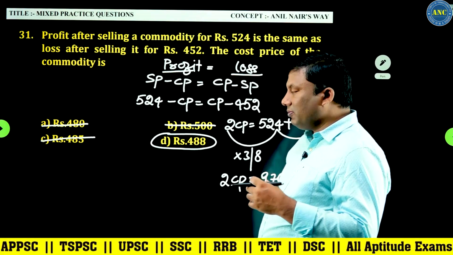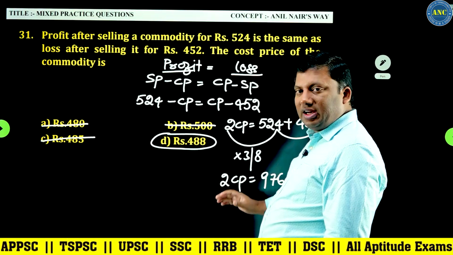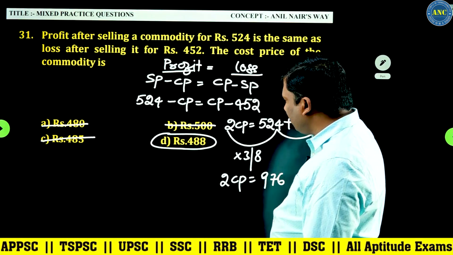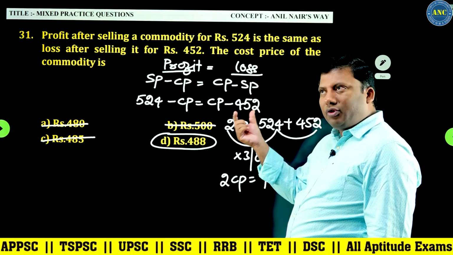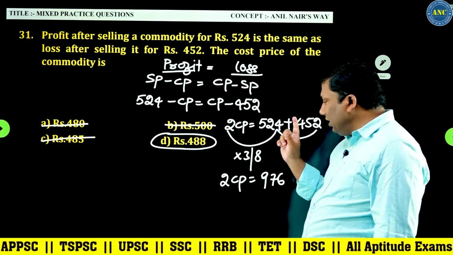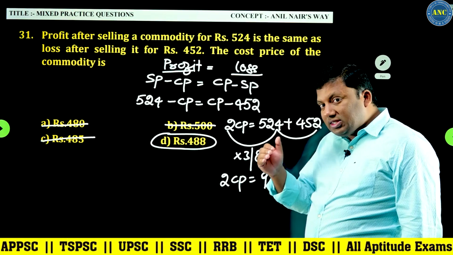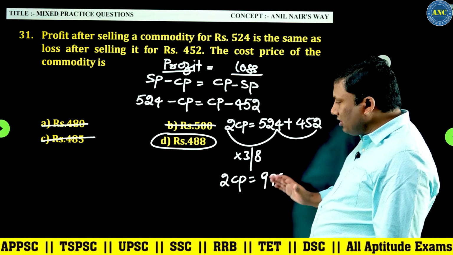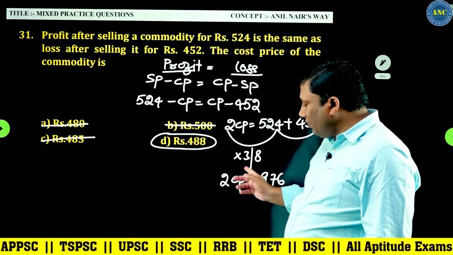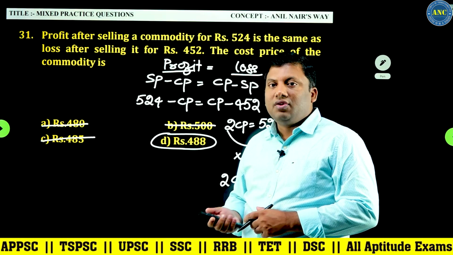Profit is selling price minus cost price. Loss is cost price minus selling price. Here I am selling at 524. Here I am selling at 452. 524 minus cost price is cost price minus 452. 2CP is 976. 2 is becoming 6. 2 3s are 6 or 2 8s are 6. The answer has to be a multiple of 8. It cannot end with 0. Why? Because the right hand side is not a multiple of 10. So the only answer is 488.